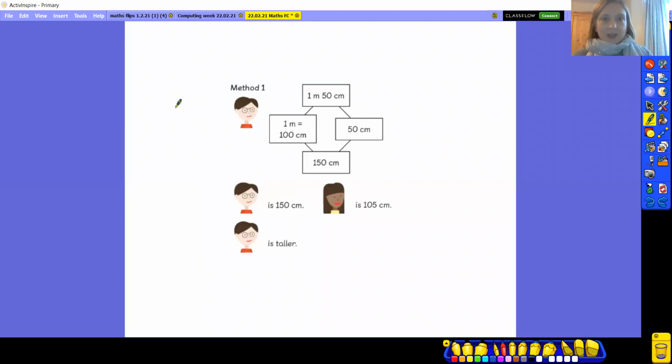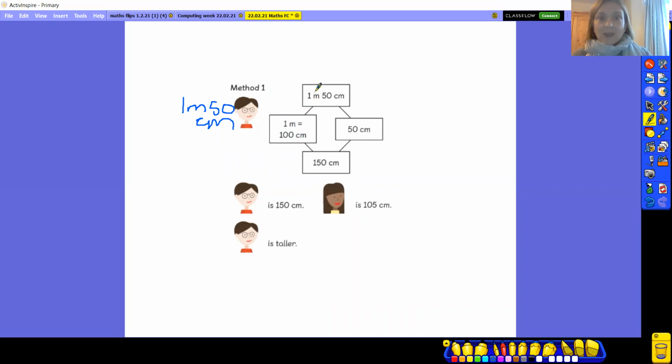The first thing we need to do here is remember Charles was 1 meter 50 centimeters. Excuse my writing again. And Lulu is 105 centimeters. So we need to convert these two lengths into the same measurement. Let's look at Charles. If you remember, how many centimeters are in a meter? If you said 100, well done. So we know 100 centimeters is 1 meter.